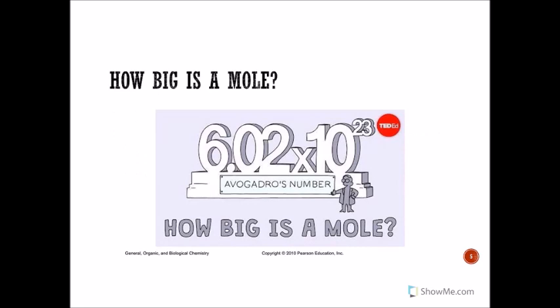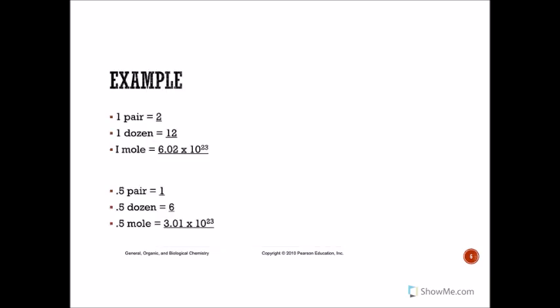How big a mole is, I will post this video after lesson for you to take a look at. So another example here, 1 pair we know is 2, 1 dozen, 12, 1 mole is 6.02 times 10 to the 23. Half a pair is 1, half a dozen is 6, and half a mole is just half of that 6.02 times 10 to the 23. So it is 3.01 times 10 to the 23.